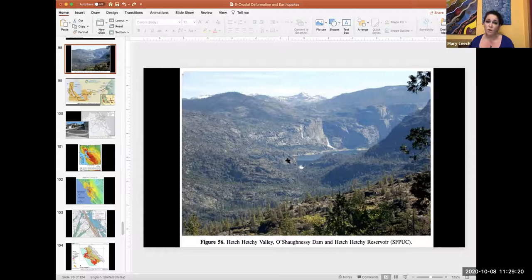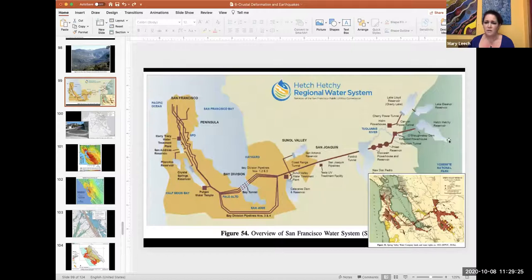Hetch Hetchy is here in the Sierra, and there are pipelines, and this is schematic. This is not exactly to scale or even correct in terms of exact location of these places. It's schematic. Hetch Hetchy brings the water down across the San Joaquin Valley and in through the South Bay. And those pipelines then go to San Francisco from the South Bay.